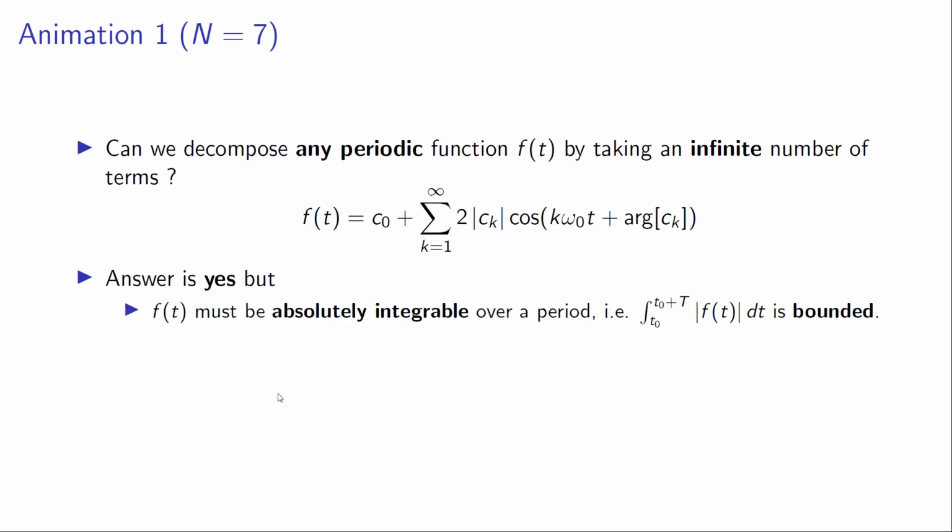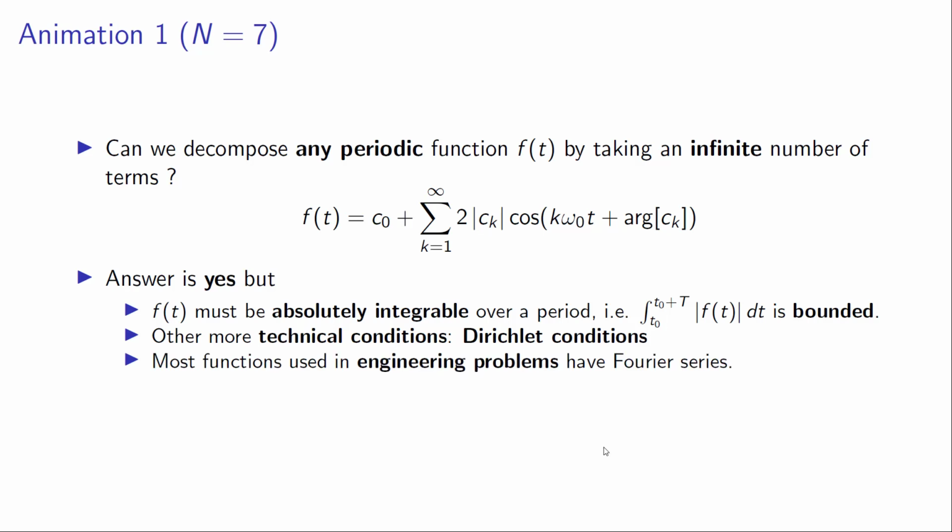A first condition is that the function f(t) must be absolutely integrable over a period, which means that if you take the absolute value of f(t) and you integrate it over a period, this integral must be bounded. There are two other more technical conditions which I will not discuss in this video, but together with the first condition, they form the so-called Dirichlet conditions. It suffices to know that most functions used in engineering problems have a Fourier series like the one that is shown here on the screen.